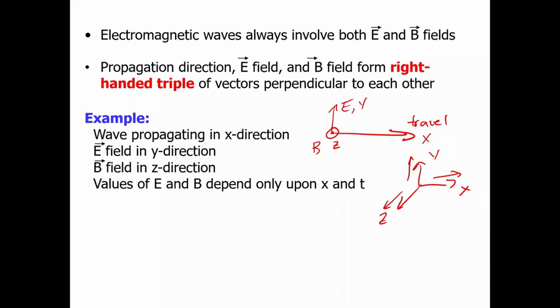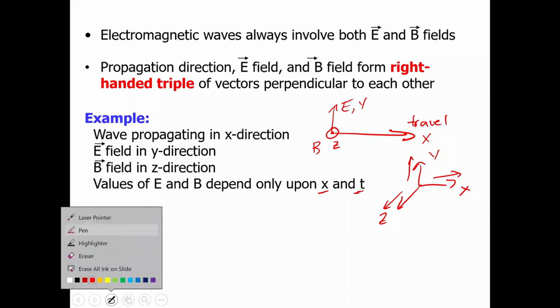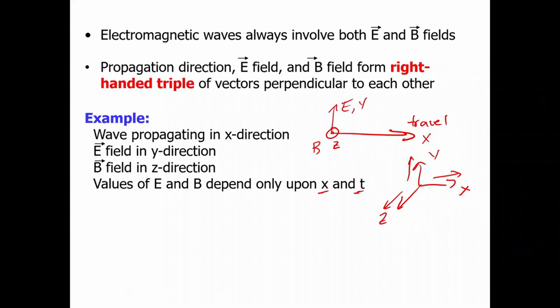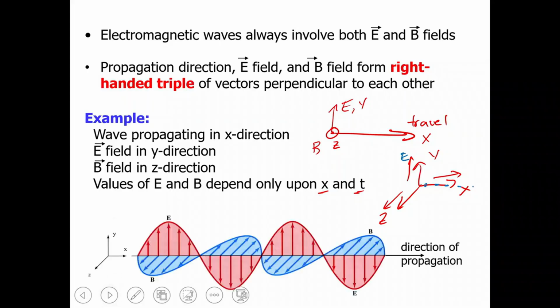The values of the electric field and the magnetic field are going to depend on two variables. X, which is going to be the position, and time. So at any one instant in time, say my electric field here might change and move in space, but while it's moving in space, it might change in time. So this ends up with highly complicated equations to describe what's going on.